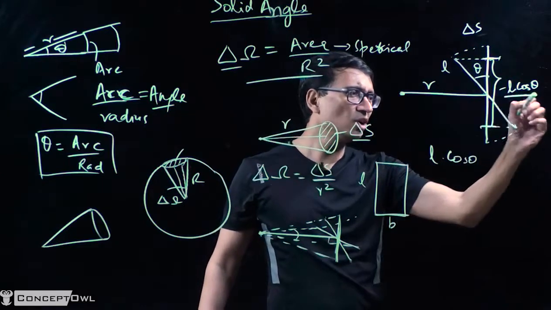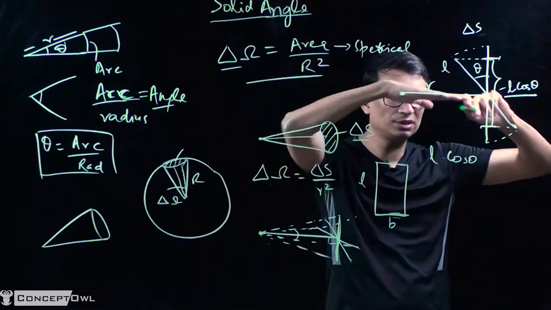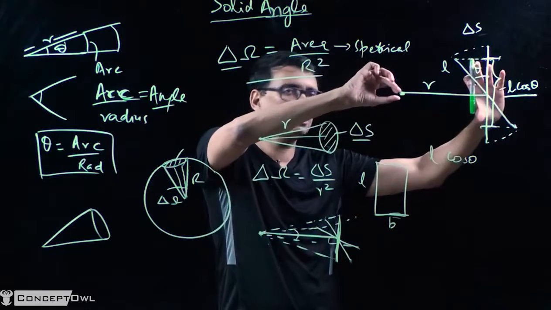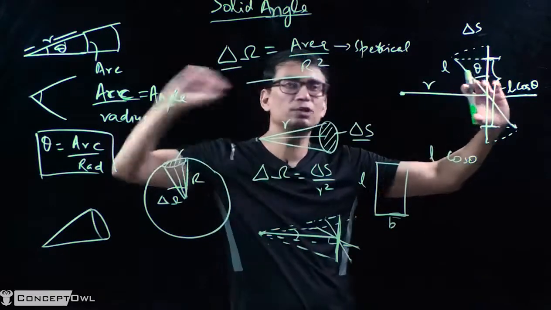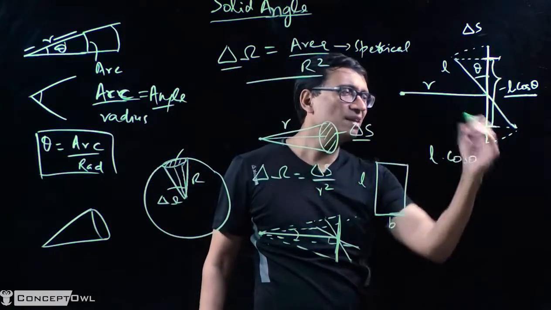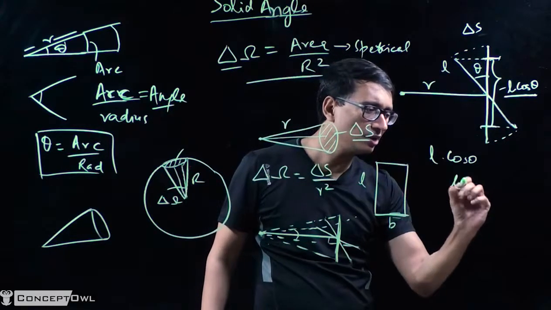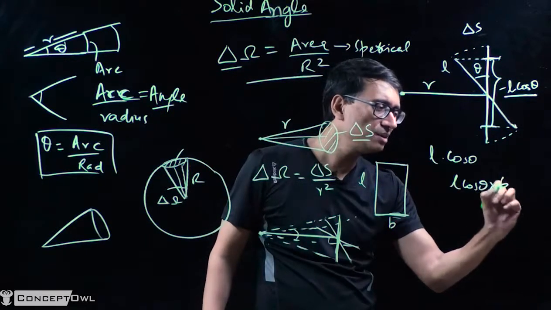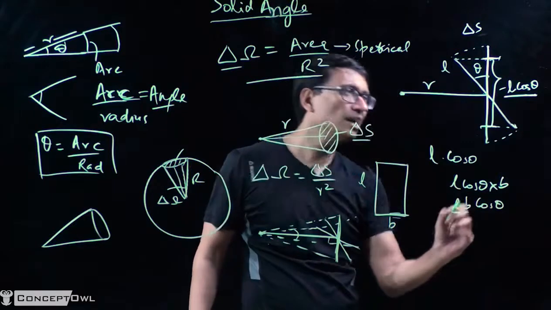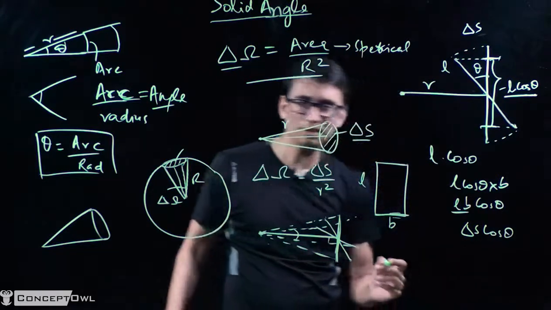So now this area is going to be L cos theta into B, because B has not changed. B is still perpendicular to the radius. Obviously, here I've shown the point very close, but think that this area is very small and this point is very, very far off. So the effective area, the area projected at an angle, is L cos theta into B, which is LB cos theta. And LB is nothing but delta S, so this is delta S cos theta.